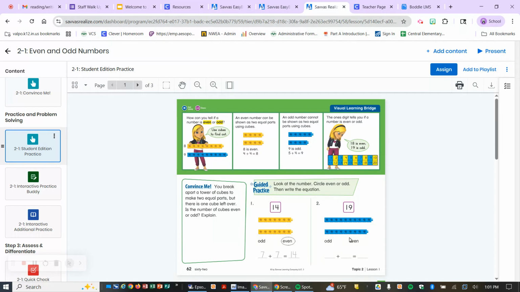Let's look at number 2. The top row of blocks has 1, 2, 3, 4, 5, 6, 7, 8, 9, 10. I'm going to put 10 here as my first addend. Then I look at the second row of blocks. Oh, weird. They're not even. Suspicious. There's only 9 down here. 10 plus 9 equals 19. Not each block has a partner. This is an odd number.